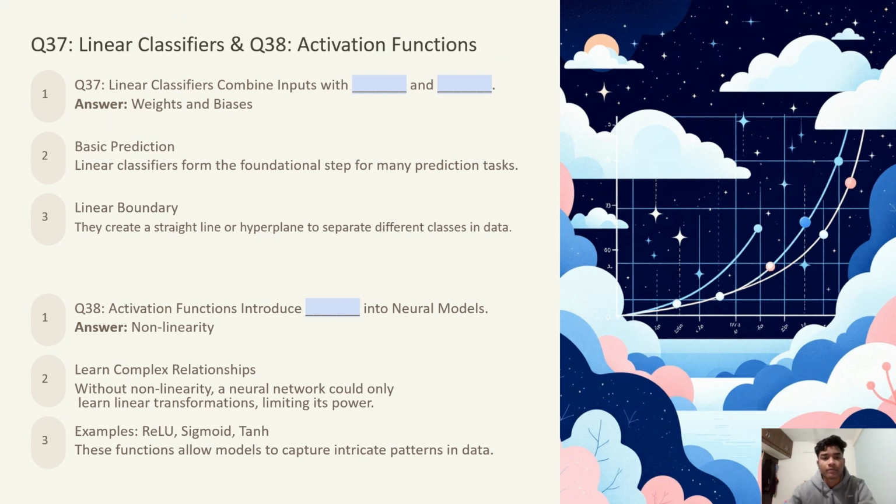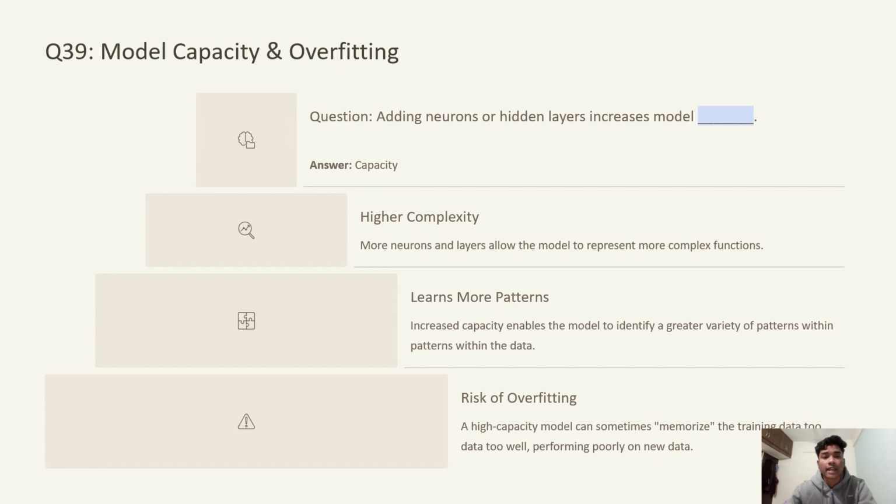Question number 39. Model capacity. Adding more layers or neurons increases model capacity. While this helps learn complex patterns, too much capacity can lead to overfitting, where the model memorizes instead of generalizing.